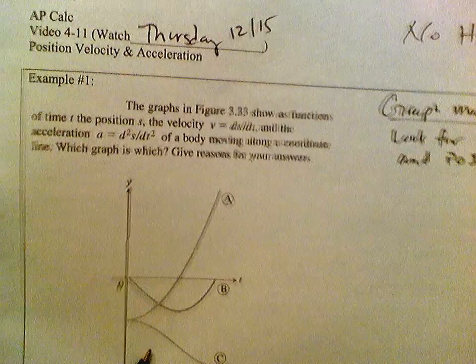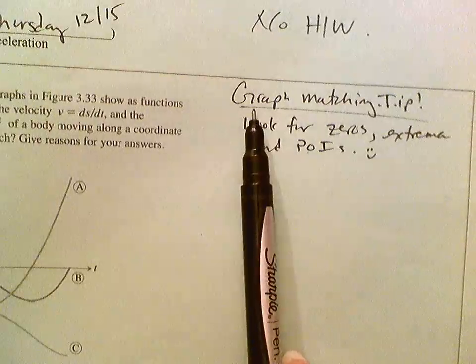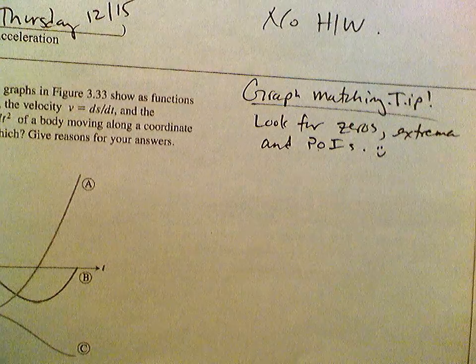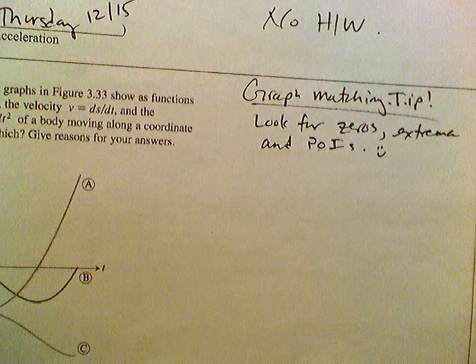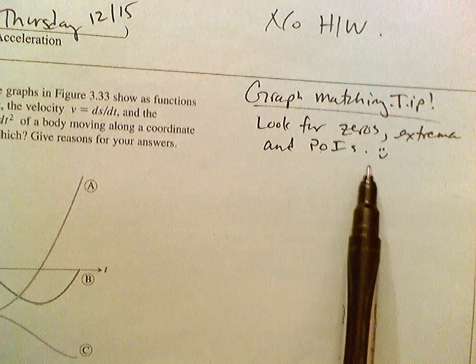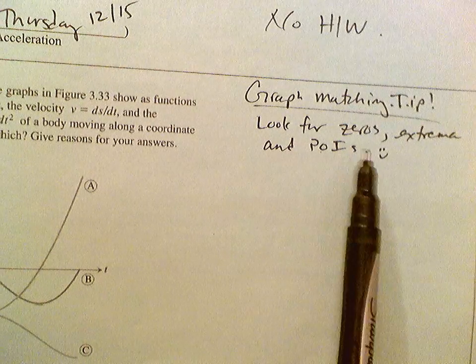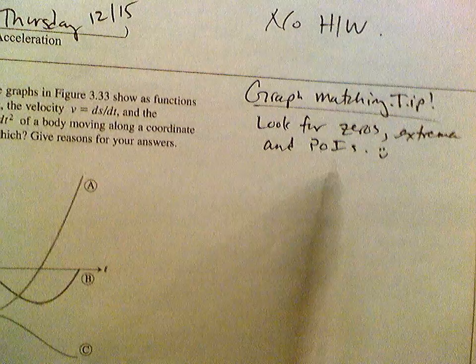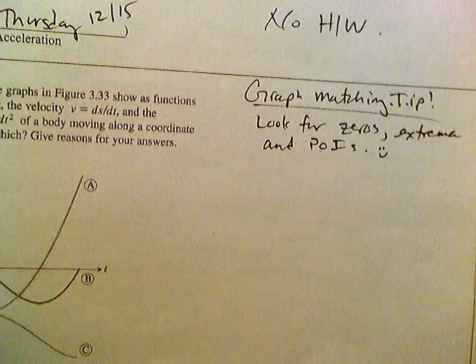Before we read this first example, I'd like you to write this down for yourself. This is a graph matching tip. There are many ways to match graphs, because that's what we're about to do, like derivative graphs. Many ways to match them, but this is helpful. Look for zeros, extrema, and points of inflection.